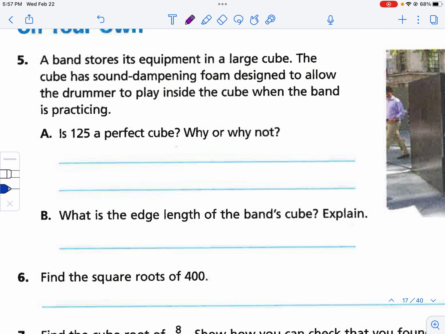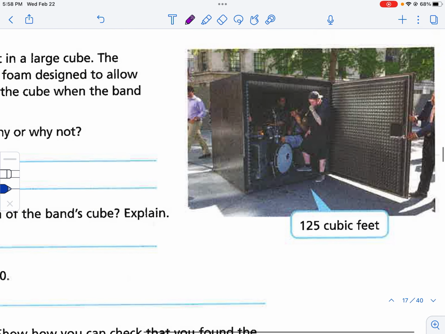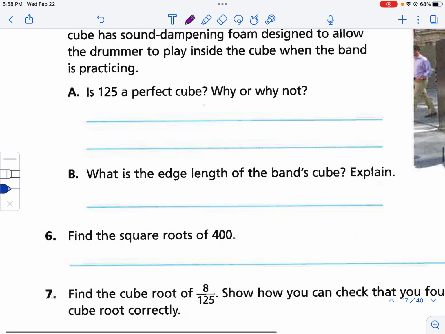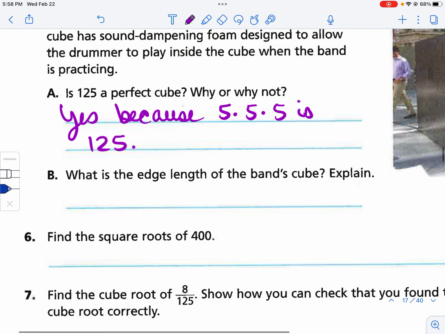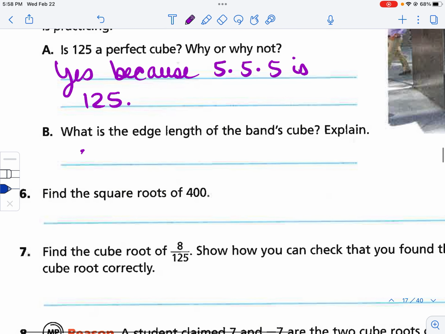A band stores its equipment in a large cube. The cube has sound dampening foam designed to allow the drummer to play inside the cube when the band is practicing, like that. Okay, is 125 a perfect cube? Yes, because 5 times 5 times 5 is 125. What is the edge length of the cube? I just kind of explained that, didn't I?